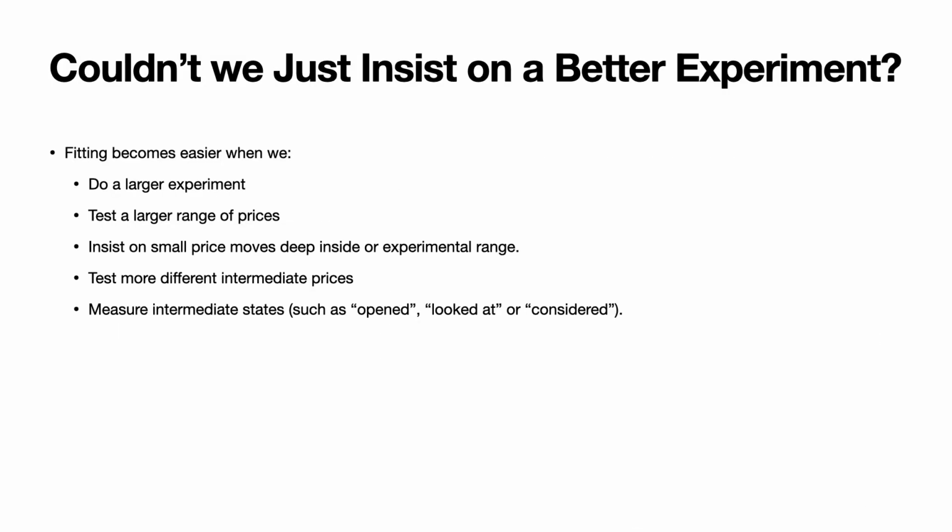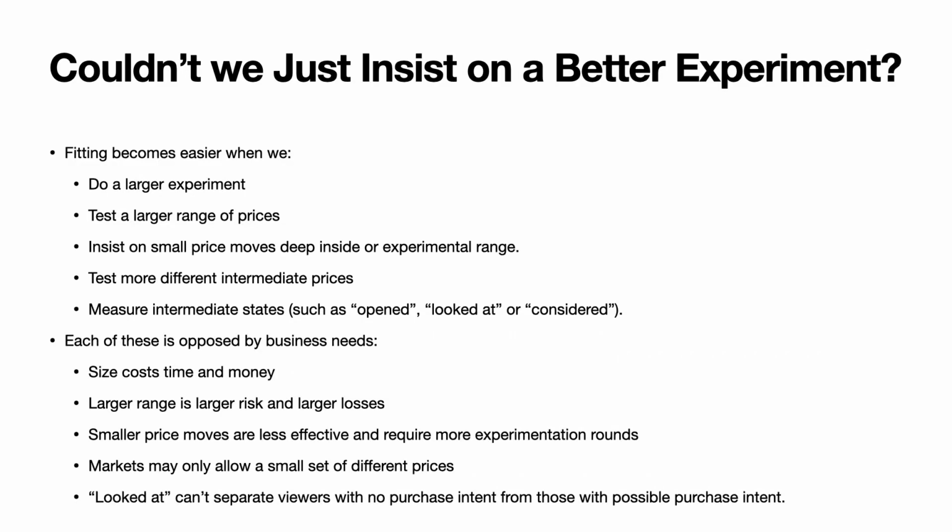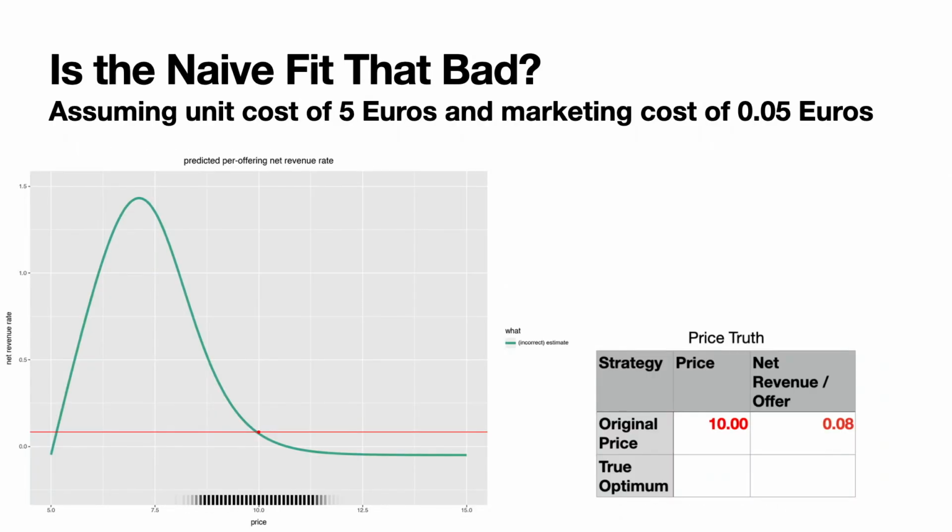To avoid the problem, we could maybe just insist on better data. However, there are a lot of reasons we wouldn't get any of the better data, like larger data, larger range of prices, more intermediate prices, and who opened or considered the offer. The important issue is we may not be able to determine who considered our offer, because even though we may know if they opened the email, we don't know their intent. So you really do have to deal with this. Is the naive model that bad?